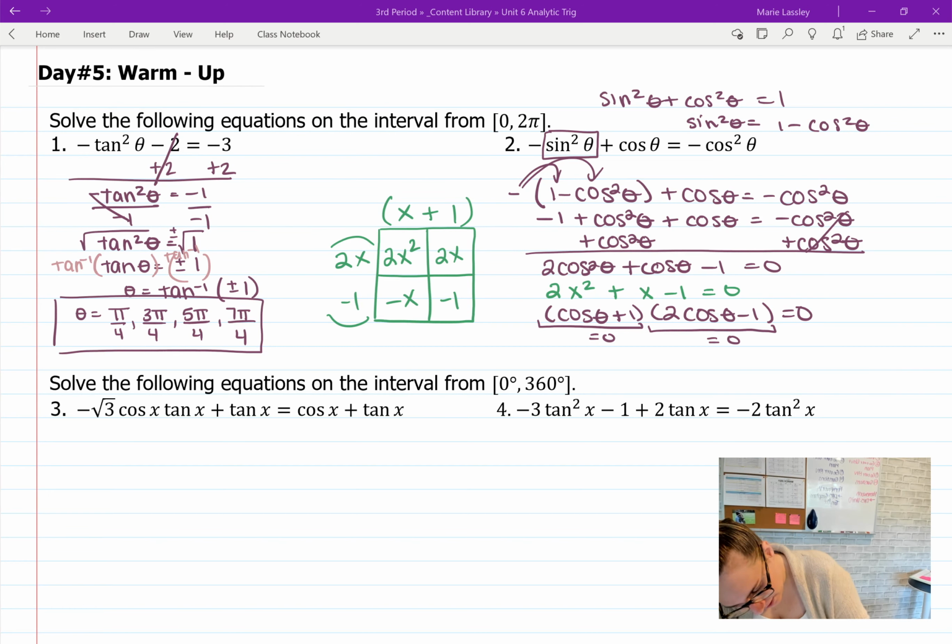Okay, so we have cosine theta plus 1 equals 0, and we have 2 cosine theta minus 1 equals 0. So cosine theta equals negative 1, and cosine theta equals 1/2. All right, we do inverse cosine on each side. For the first part, we need to ask ourselves, when is cosine equal to negative 1? Cosine equals negative 1 when you are at 180 degrees. So that would be pi.